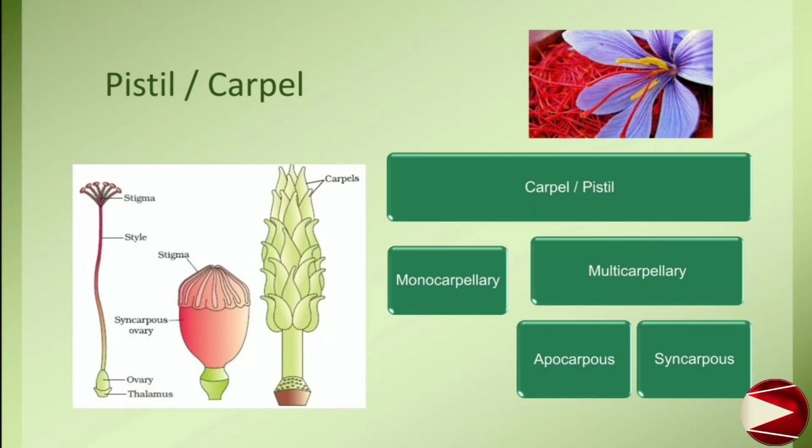Gynoecium can be of two types, monocarpellary and multicarpellary. Monocarpellary are the ones having only one carpel and multicarpellary are having many carpels. Again, multicarpellary are of two types, apocarpous and syncarpous. Apocarpous have separated carpels and syncarpous have fused carpels.